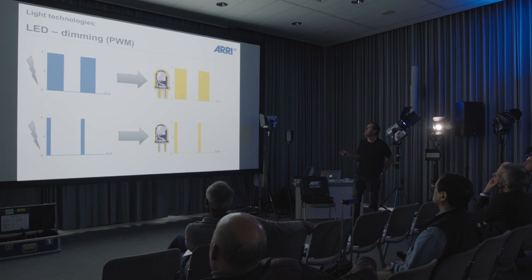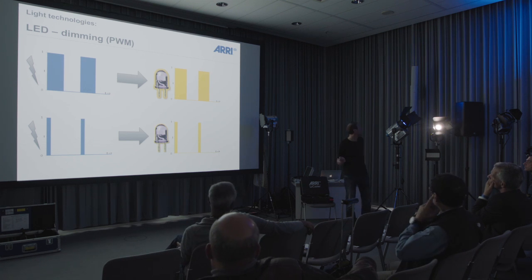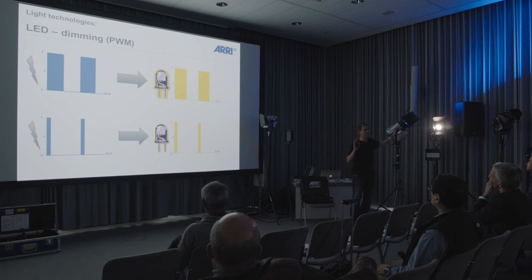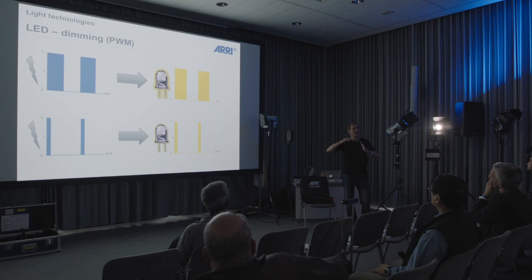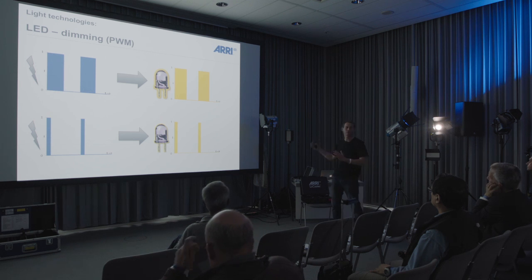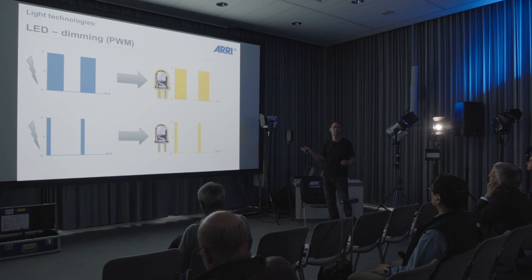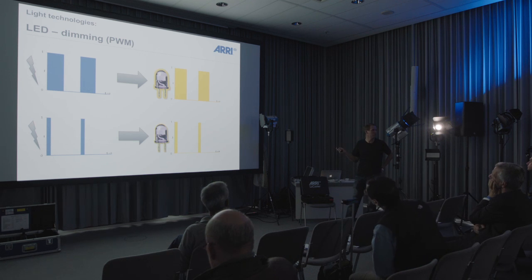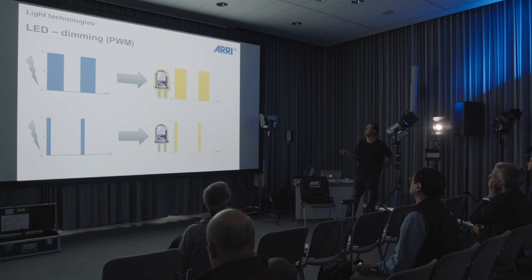So what we have to do if we want to use PWM, we have to do this very quickly. So these units, they work with around 20 kilohertz. So the flickering is so fast that even if you have a high frame rate in your camera, you won't see it. No problem. Yeah, you can shoot up 500, 1,000 frames. It's not a problem. You won't see the flicker of the LED. This is how LED dimming is done.